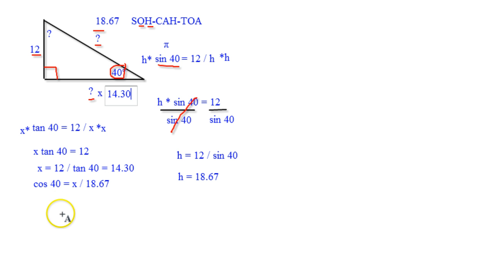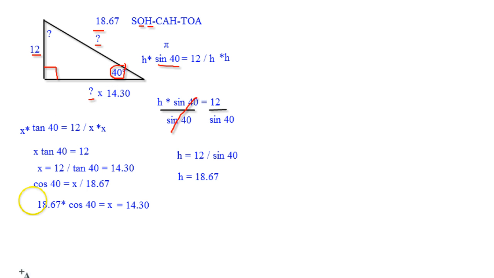Okay, so that's some pretty simple stuff. And on this calculation, if you notice, x is in the numerator, so all I need to do is multiply both sides by 18.67. So 18.67 times cosine of 40. And yes, each method will give you a different process in how to find the answer. 18.67 times cosine of 40. Guess what? It gets you the same exact thing, 14.30. So as you can see, there are two different ways to do that type of problem.